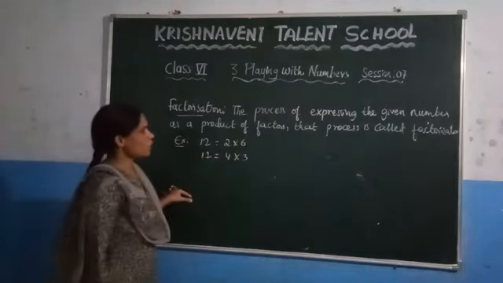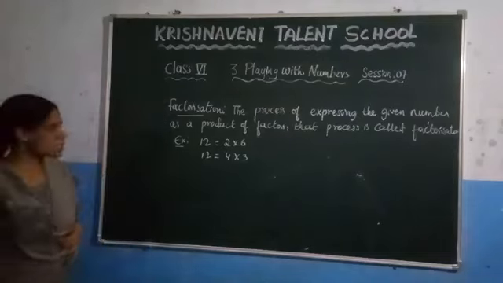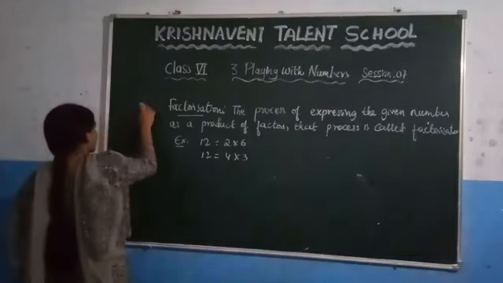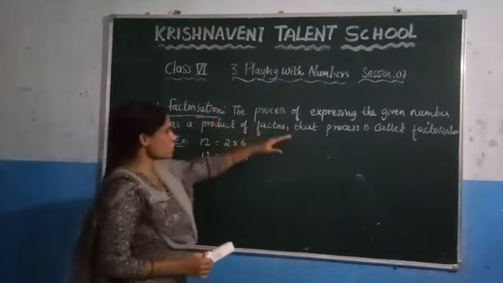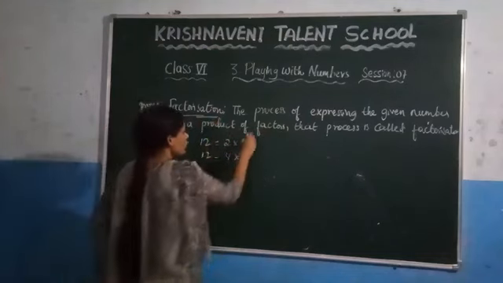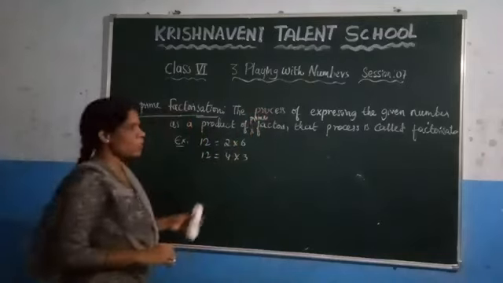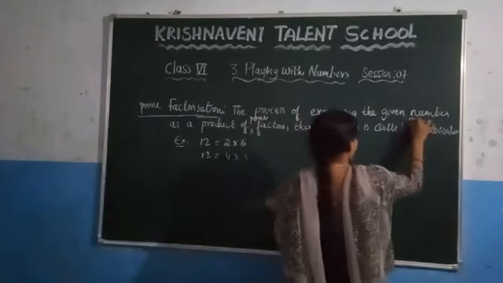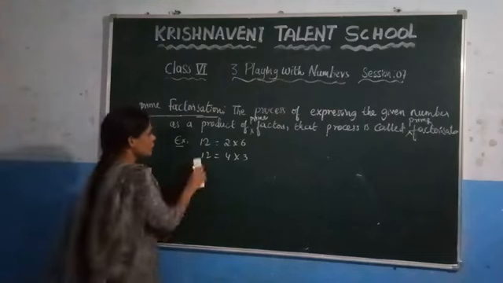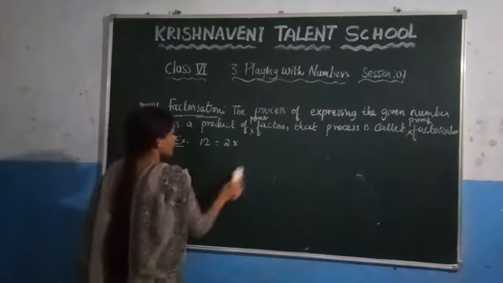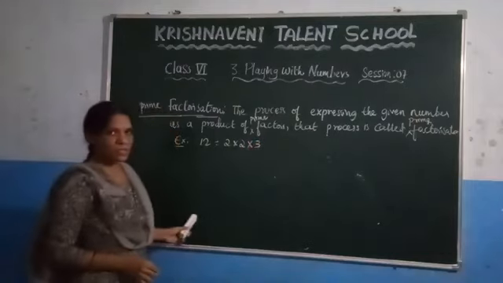Now write about prime factorization. So here the next definition, which is prime factorization. What is prime factorization? It is nothing but the process of expressing the given number as a product of prime factors. In place of factors, just write here prime factors. That process we call prime factorization. Now consider the same example. How do you write 12? You can write this one as 2 into 2 into 3. This is about prime factorization.